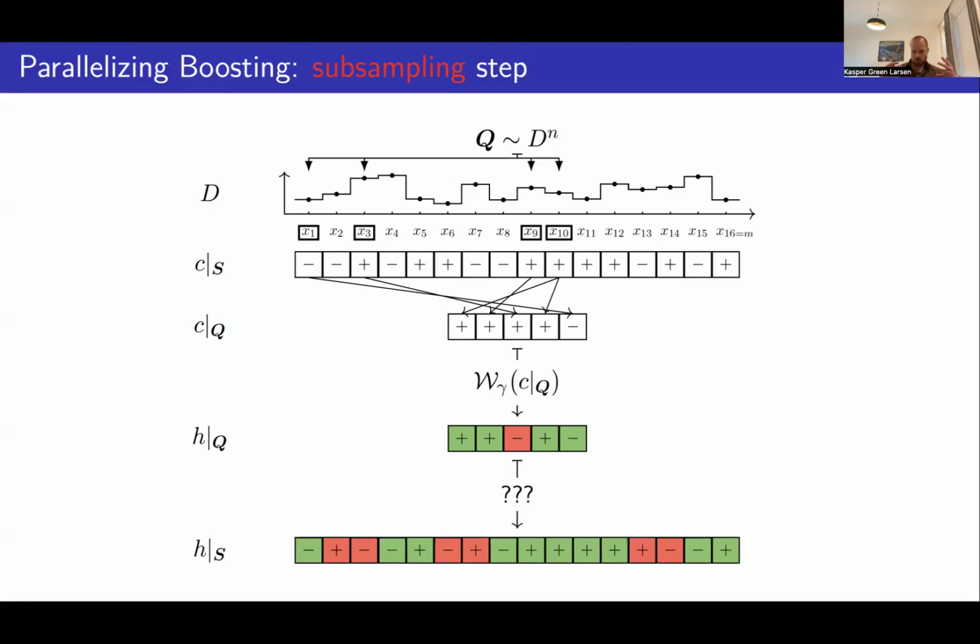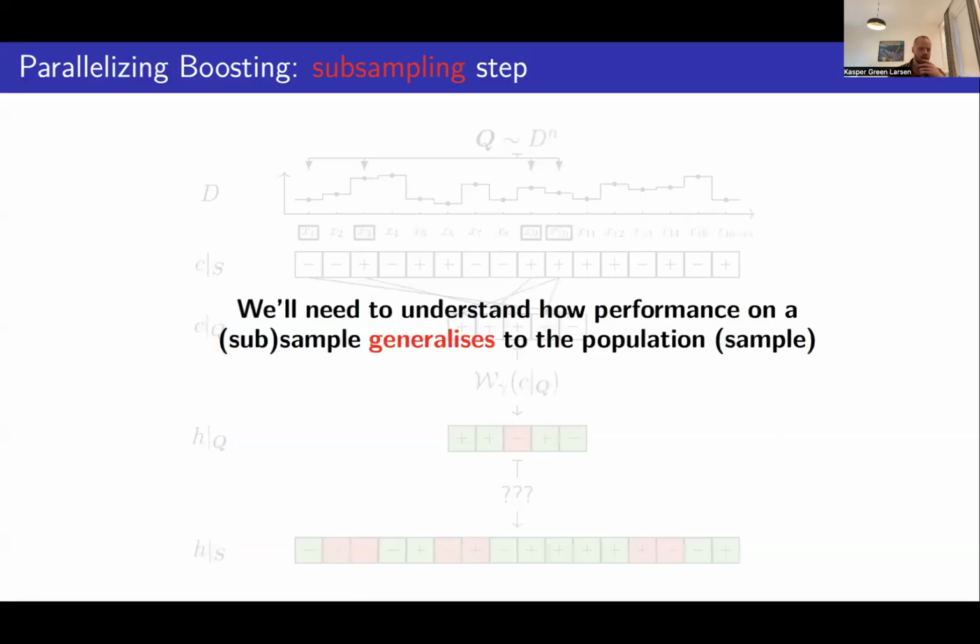Now, what we could maybe hope for is that training on the subsample also gives me something that is good under the weighing D. So I don't have to train on the full training data set. I could maybe train on just the subsample. So I might still get something whose error is at most a half minus something like gamma still. That's maybe plausible. So the main thing we need to understand in this work is how the performance on such a subsample generalizes to the whole sample when we have this weighing D on the training data.